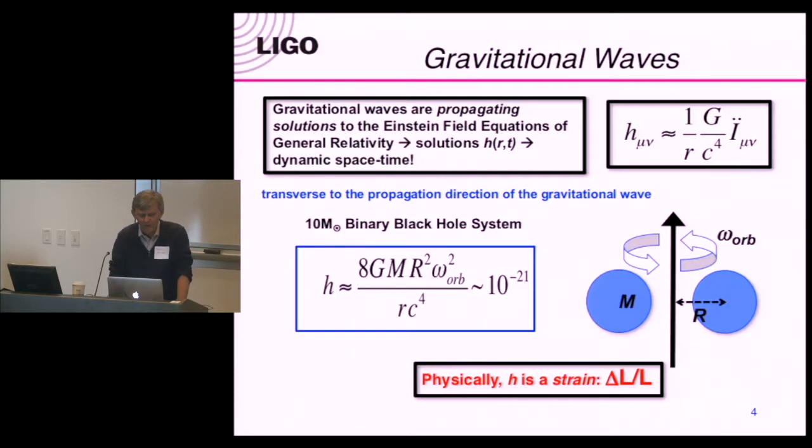Now the problem is that these strains are mighty tiny. Take the strain from two 10 solar mass black holes colliding with one another. These things are moving at relativistic speeds, about half the speed of light. They're orbiting around one another at 300 or 400 hertz. In this case, I've put them about 500 megaparsecs away. They produce a strain that's 10 to the minus 21. So what we're trying to measure is 1 part in 10 to the minus 21. That's like trying to measure the distance from here to the nearest star, Proxima Centauri, to about the width of a human hair. That's the scale at which we are making these measurements.